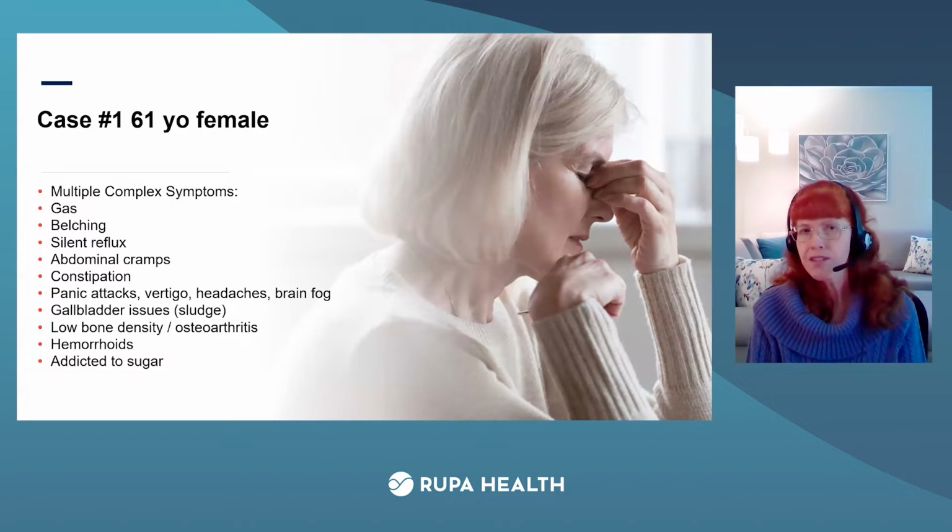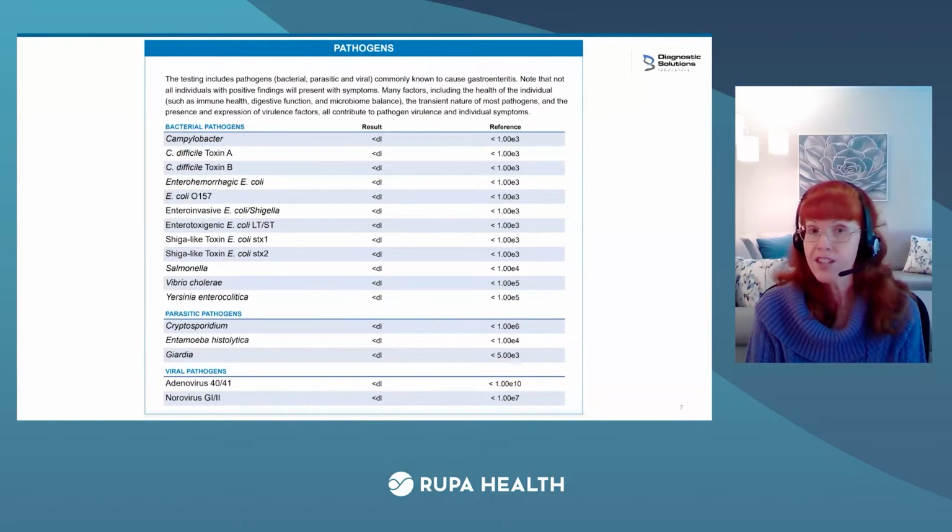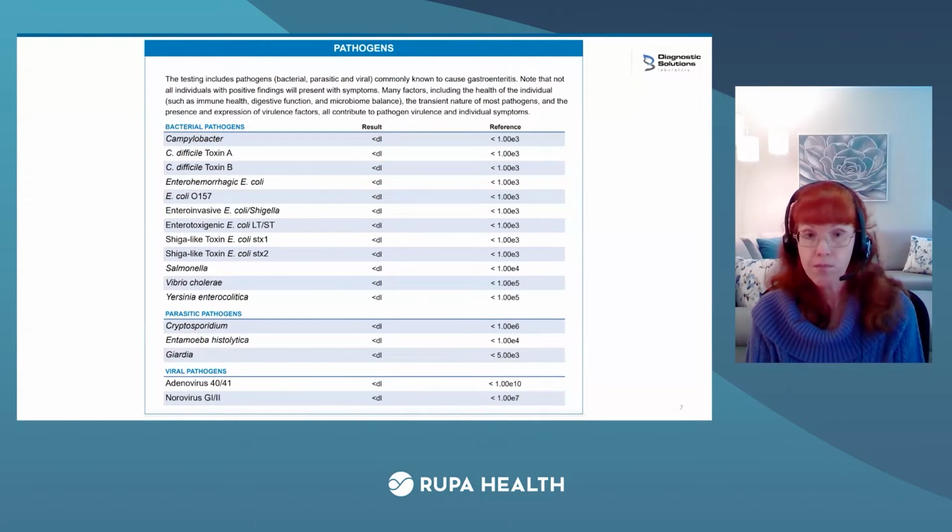So we're going to keep these symptoms in mind as we go through her GI-MAP stool report and see how we can connect the dots here. So, looking at the first page of her GI-MAP report, it looks great. These we should all see as less than DL, below the detectable limit. So, they're all negative, nothing of note here.